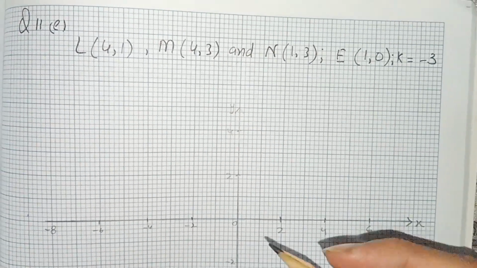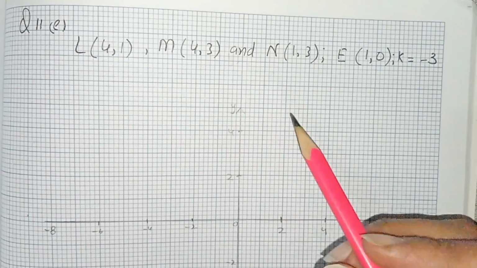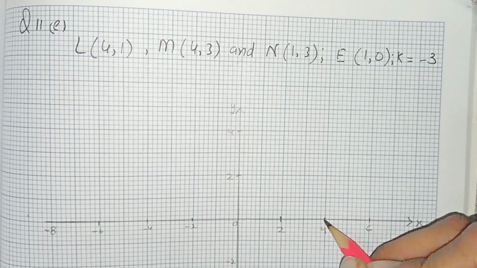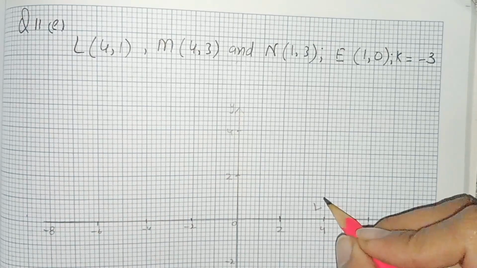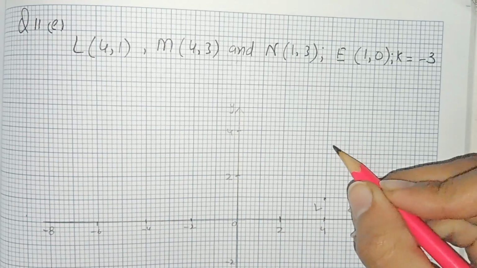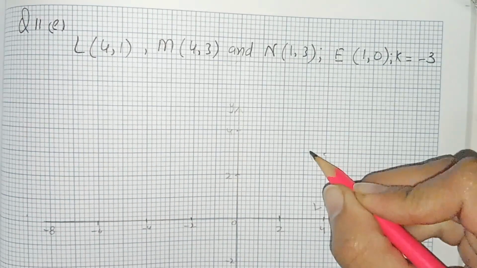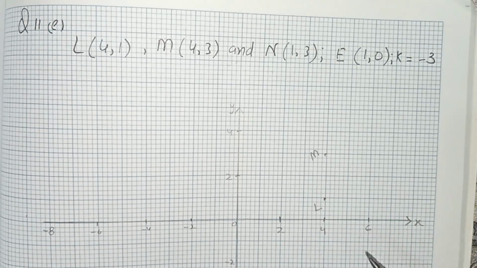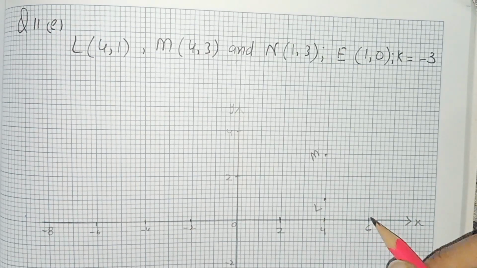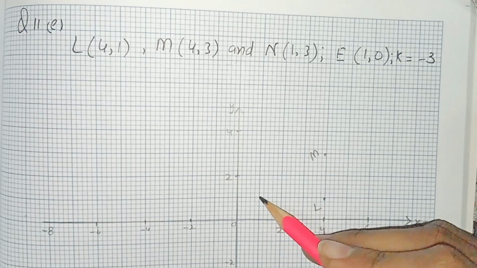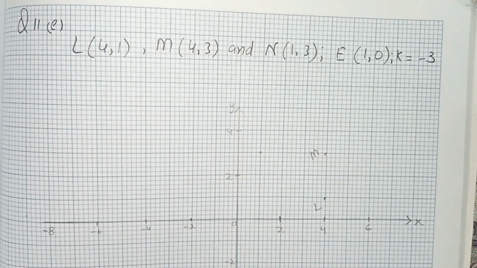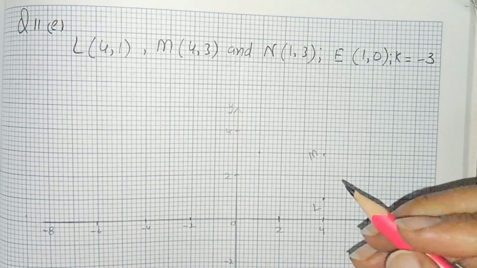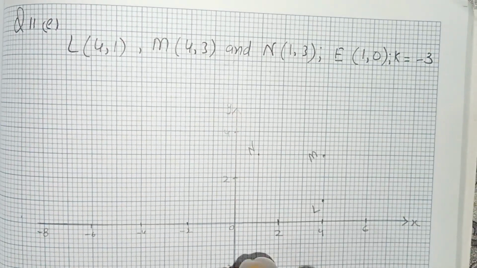Now students, the E part is given to us, and the triangle is LMN. L is (4, 1). M is (4, 3). And N is (1, 3). This is the triangle. Now we have to join these points and make our triangle first.